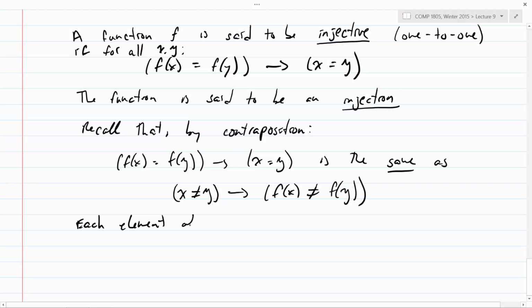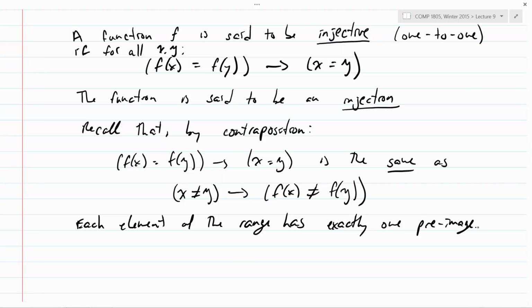Each element of the range has exactly one preimage. Really what it's saying is that it has at most one preimage, but we already know that it has at least one. So it has exactly one preimage. Or maybe we don't know that, and we'll find out in a second. All right, so is this clear? Each element of the range has exactly one preimage. Is it clear what that's saying?